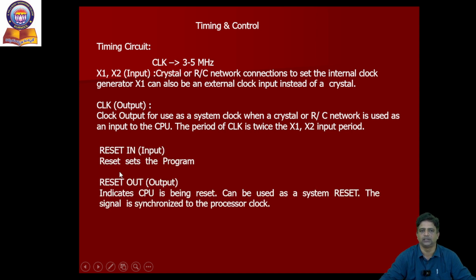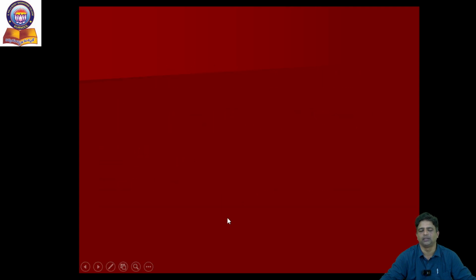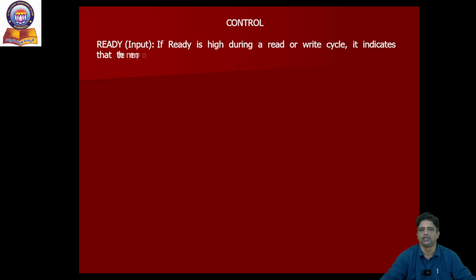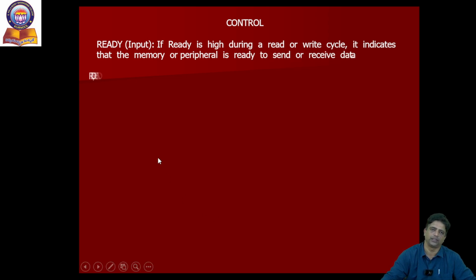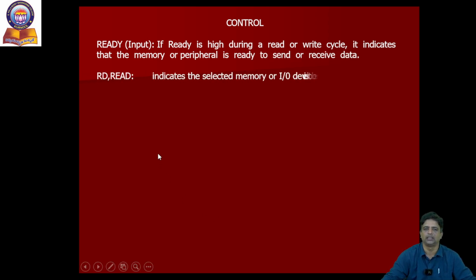Along with these, the most prominent name that we will see is reset in. A general reset operation is further classified as reset in and reset out, where reset in is used for resetting and setting the program here, and reset out indicates the complete CPU is getting reset. Along with this, we will continue with some more pin operations that we require in any architecture design with respect to 8085 and any other microprocessor.